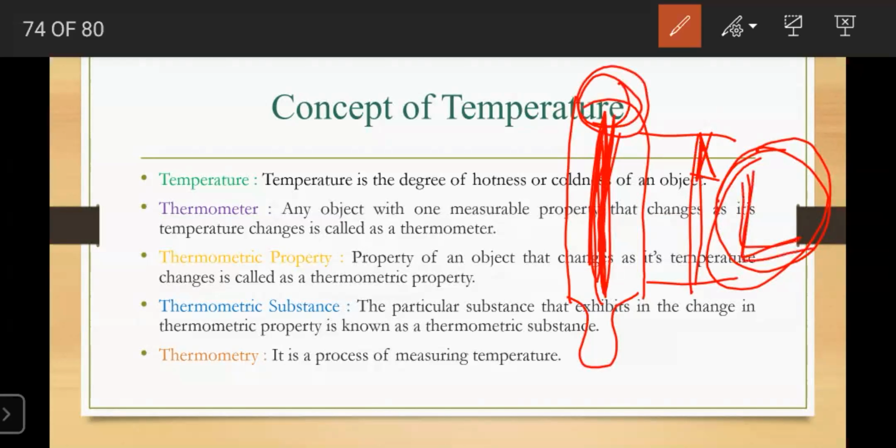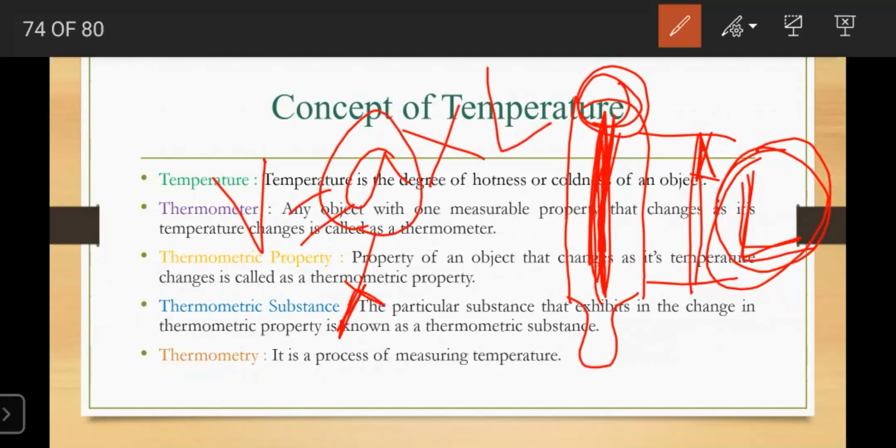Volume is a property of the mercury. Volume is area into length. Here the area of the glass tube is constant. Length is changing. So I am taking length as the property of the mercury. This length is changing. So this length you can take as a thermometric property. What is a thermometric property? That property which changes with the temperature, you can call a thermometric property.